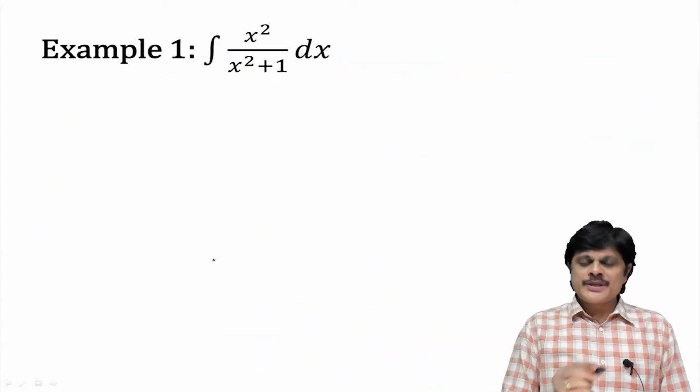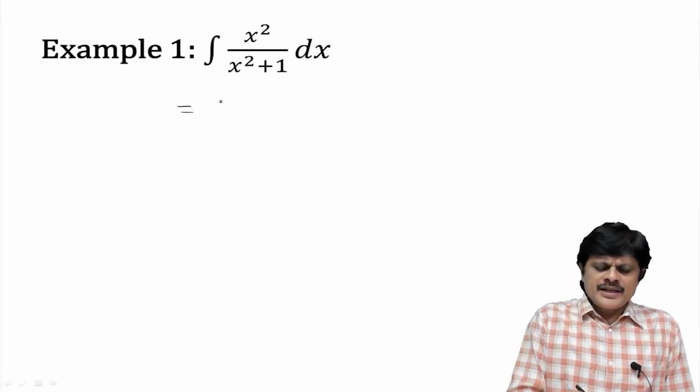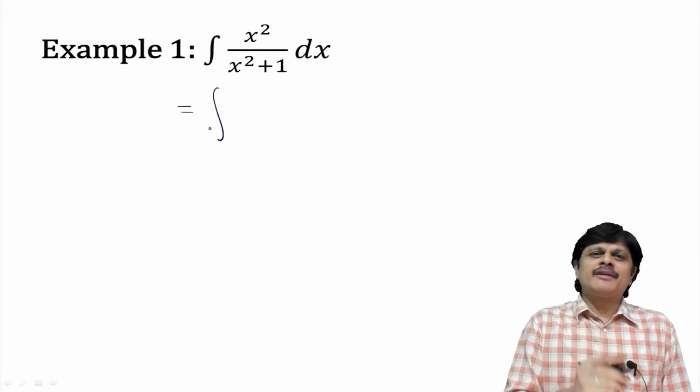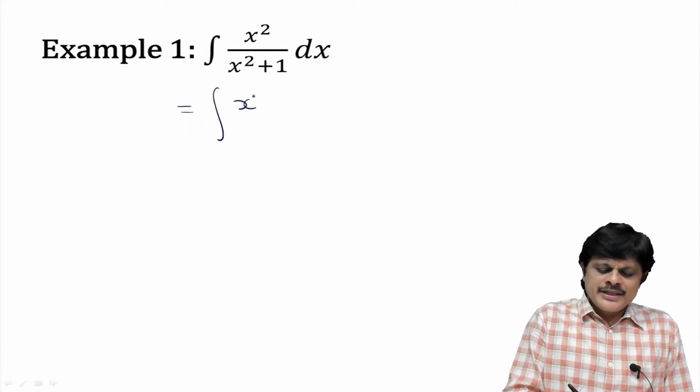Let us solve a few simple examples. What is this integral x square by x square plus 1 dx? See, the idea is very simple. You have to convert into some known form, then you can integrate quickly. So what I do is, I just add 1 and subtract 1.